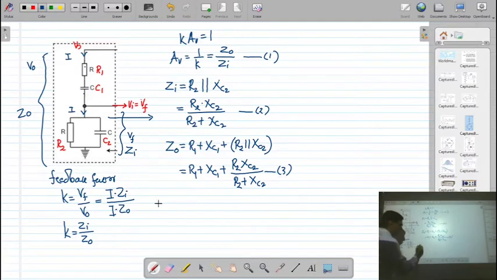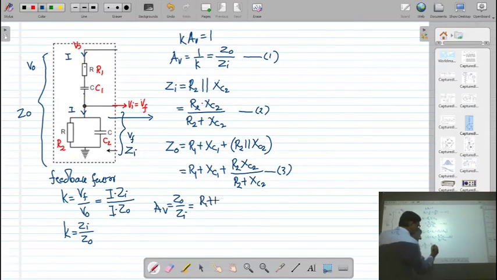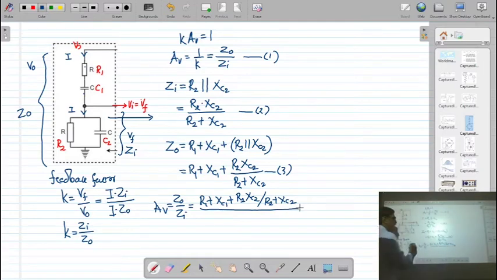And therefore, if I want to calculate the gain of the amplifier, it is the ratio Zo by Zi. So Zo by Zi is equal to R1 plus Xc1 plus R2 Xc2 divided by R2 plus Xc2, divided by R2 Xc2 divided by R2 plus Xc2. Now if we simplify this expression, then we can calculate the gain of the amplifier circuit.